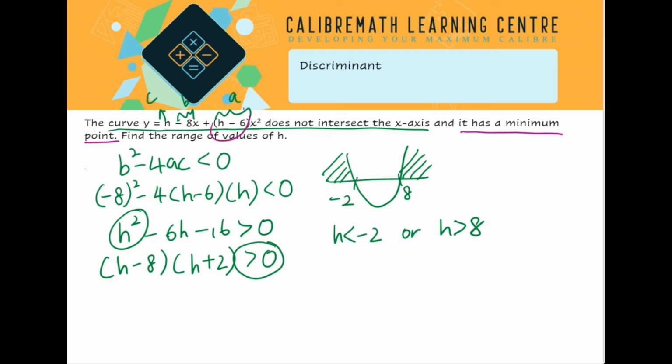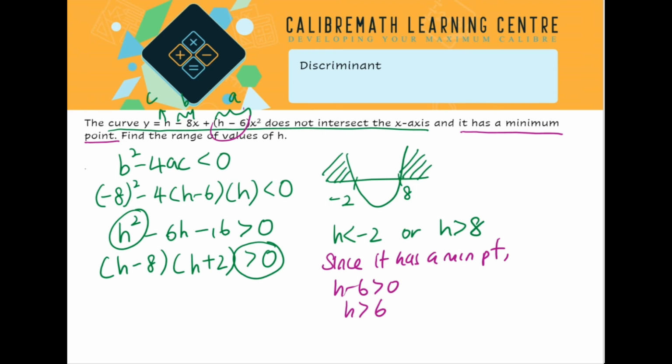So in this case here, let's indicate this, your h minus 6, which is the coefficient of x squared, must be greater than 0. And then you will be able to solve that the inequality is h greater than 6. Now, this is a hidden condition that some of you tend to miss out. So please make sure you take note of this.